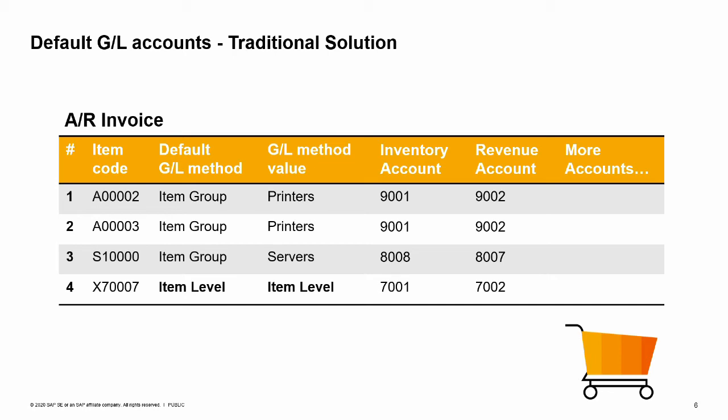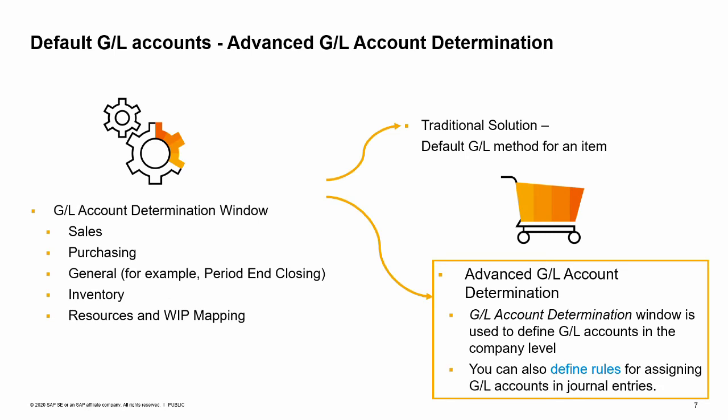With the advanced solution, the GL account determination window is used to define GL accounts at the company level. In addition, the advanced solution provides a centralized matrix to determine rules for assigning GL accounts in journal entries according to a predefined, closed list of criteria. Therefore, the solution is more flexible and consistent with accounting. For a new company and for an upgraded company, the advanced solution is not the default option. This is due to compatibility considerations.